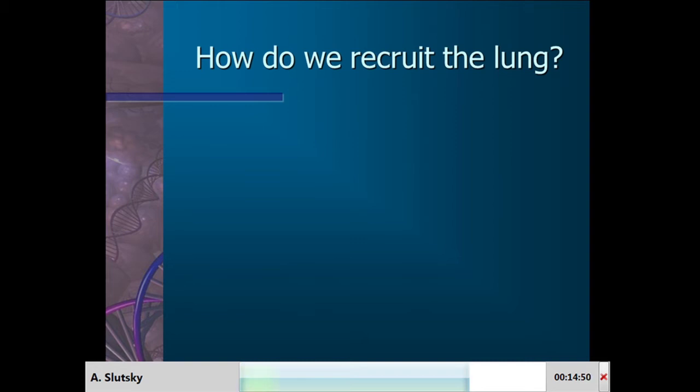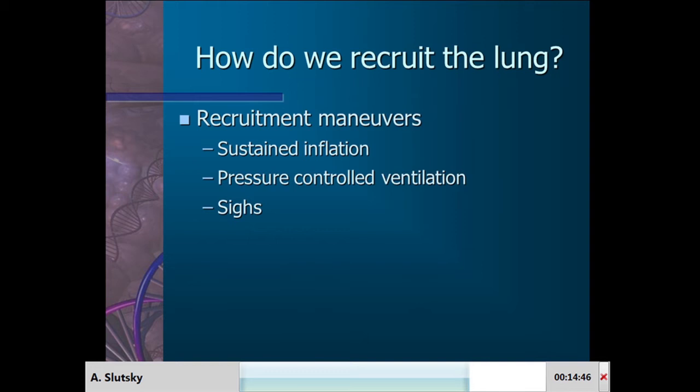Now, what are the ways to recruit the lung? Well, I just showed you one, increasing PEEP. There's a number of types of recruitment maneuvers, and I'll show you a picture of this. There's sustained inflations, 40 centimeters of water, for example, for some period of time, 40 seconds. All that, of course, is somewhat arbitrary. There's pressure control ventilation where you can increase the PEEP. There are sighs. They are recruitment maneuvers. We sigh a number of times an hour, probably to recruit the lung, probably areas of microatelectasis. That's why humans sigh normally.